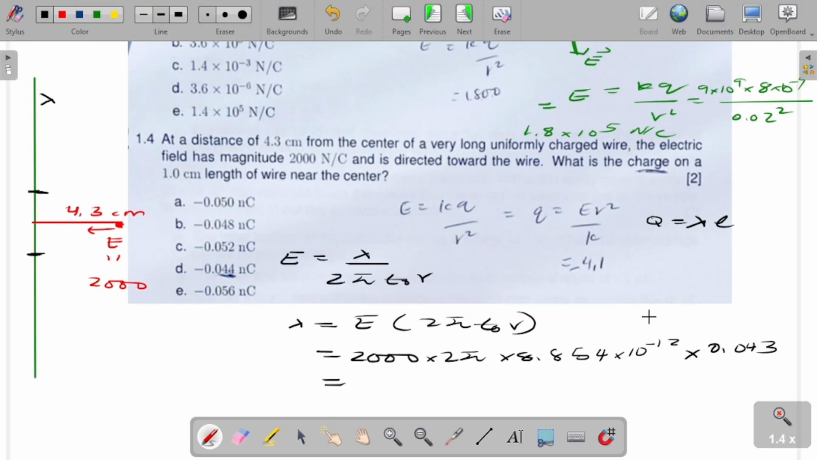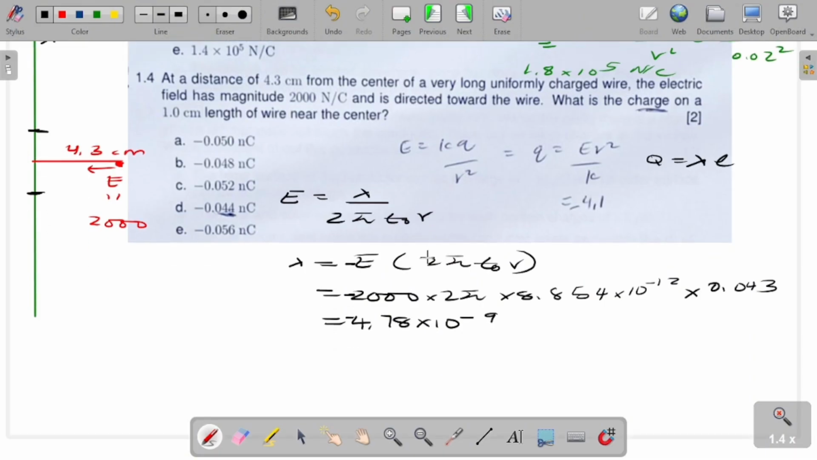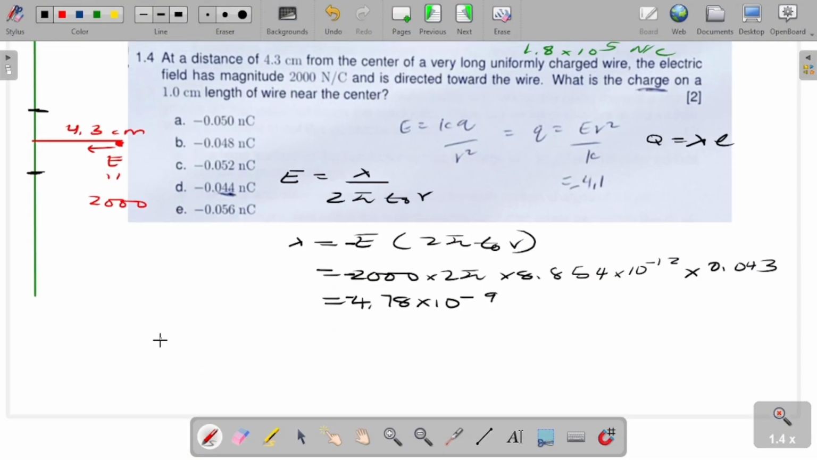I got 4.78 times 10 to the power negative 9. Because they said it was radially inward, we can put a negative here to show that it is negative. And now that we have the linear charge density, let's find our charge. Our charge is then equal to our linear charge density, negative 4.78 times 10 to the negative 9, multiplied by our length of 1 centimeter, which is 0.01.